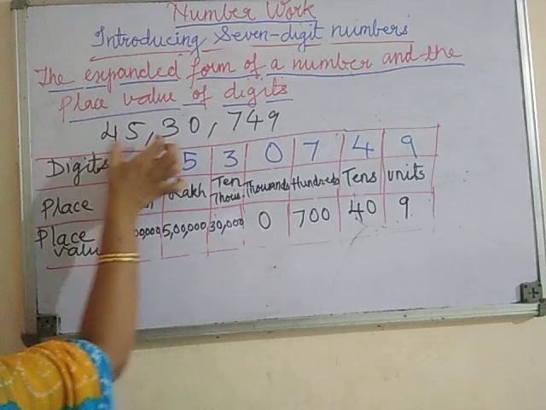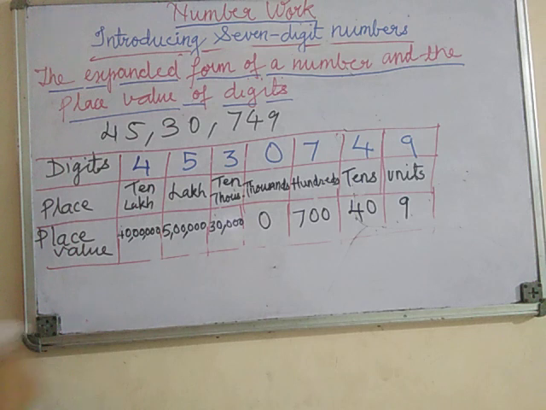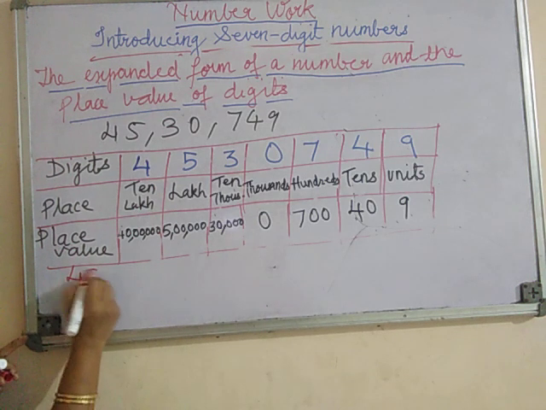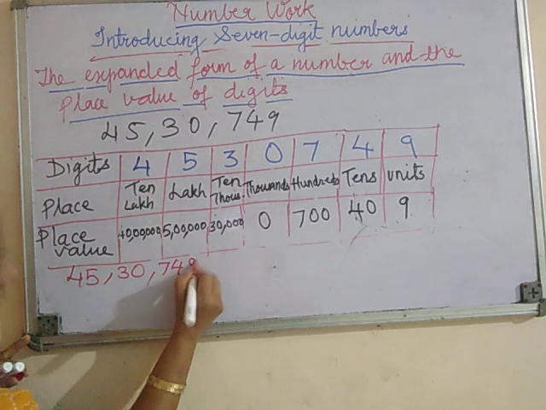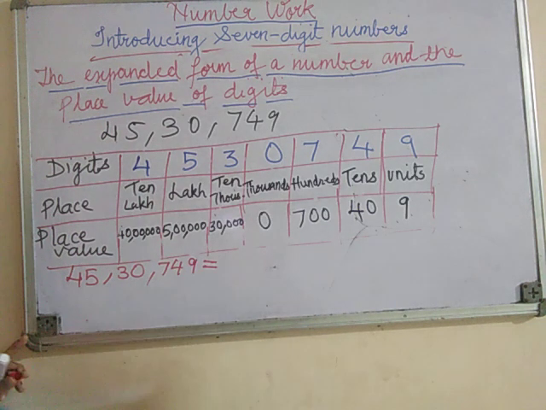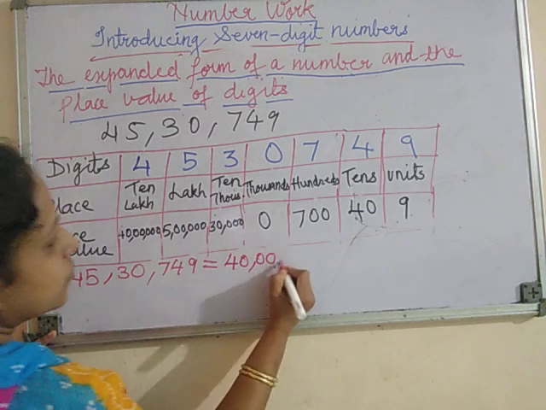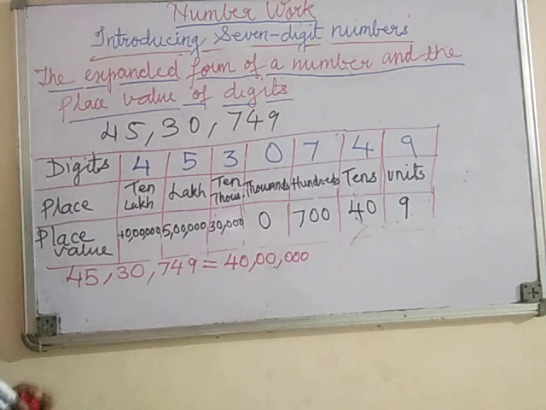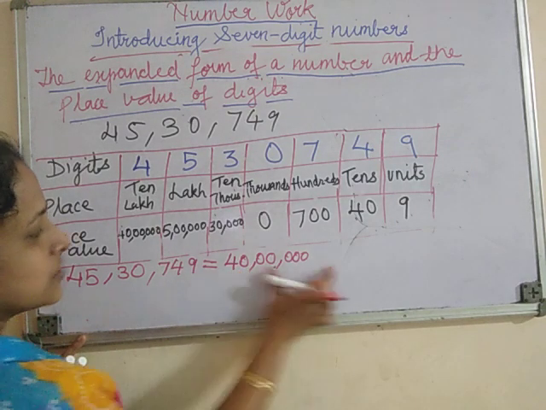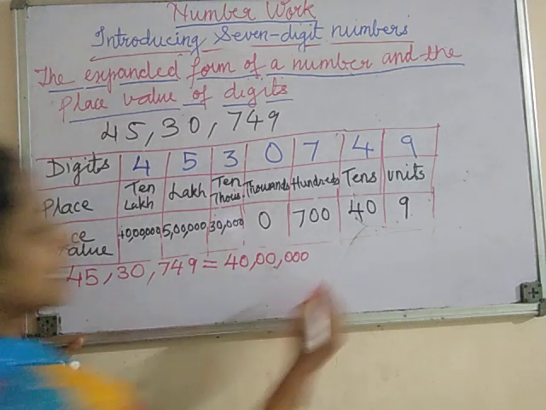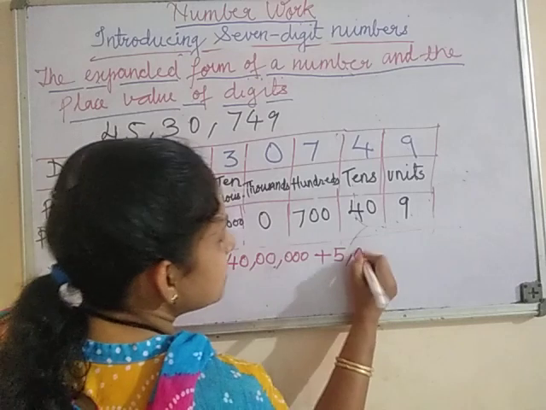Suppose the question is: write the expanded form of 45 lakh 30,749. How will you write? You will write it as 45 lakh, 30,749 is equal to 40 lakh. 1, 2, 3, 4, 5, 6, 7. So altogether 7 digits should be there. The first one will be the number and the others will be zeros, 6 zeros here. Then will be 5 lakh, that is the first number and then 5 zeros.